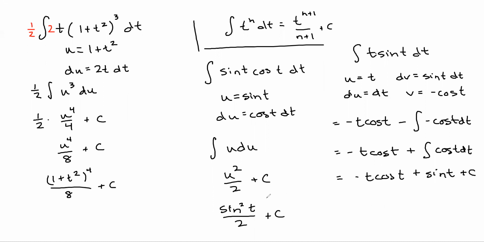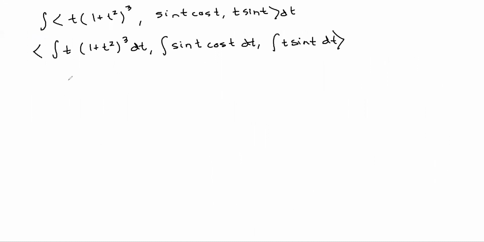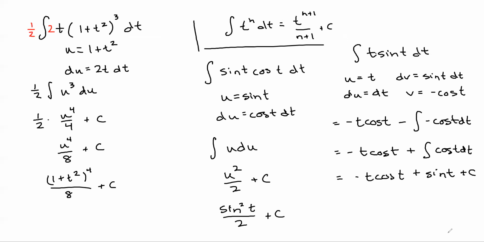Okay, and so we've got our 3 results, and now it's just a matter of popping them in onto the previous page. So 1 plus t squared to the 4th over 8. Okay, so that's going to be our first result. I'm going to leave off the c's because I'm going to show you at the end what you can do with those. And then sine squared over 2.